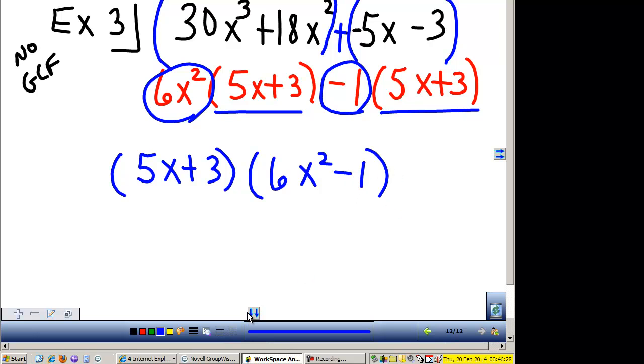Now we need to check and see if this can be factored any further. 5x plus 3 is already completely factored. 6x squared minus 1 is tricky. It looks like it's a difference of two squares, but there is not a perfect square root for 6. So this is completely factored.